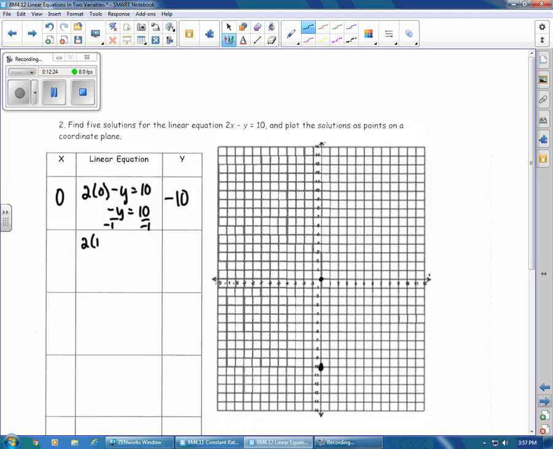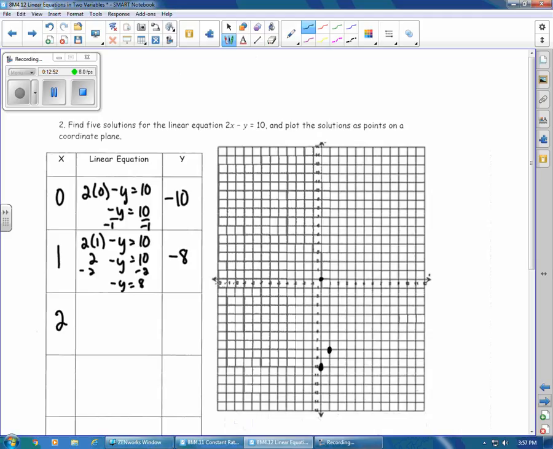So again, I'm going to stick with easy math. 2 times 1 minus y equals 10. 2 times 1 is 2. Minus y equals 10. Subtract 2 from both sides. And negative y is going to equal 8. So if negative y equals 8, positive y would equal negative 8. And again, I can plot that on my graph. And I'm going to go with 2.